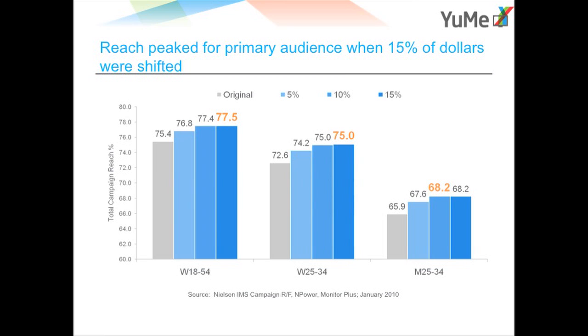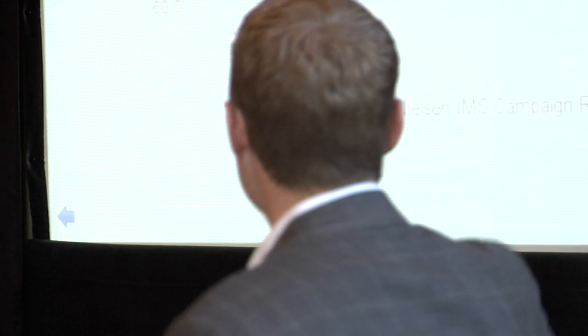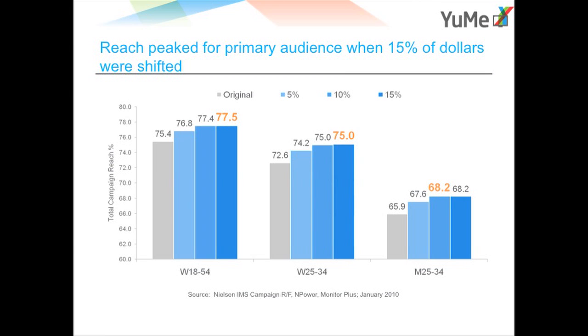So they have a secondary and tertiary audience. I'm going to focus my comments on the primary audience, which is on the left-hand side. The way that you read this is the gray bar is the original 75.5% reach. As the bars get progressively darker blue, that's the 5, 10, and 15% reallocation scenario.